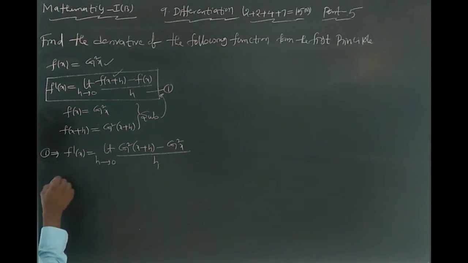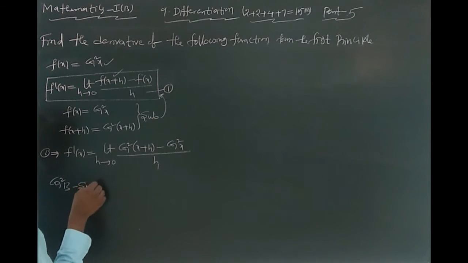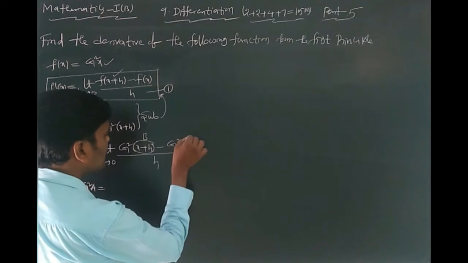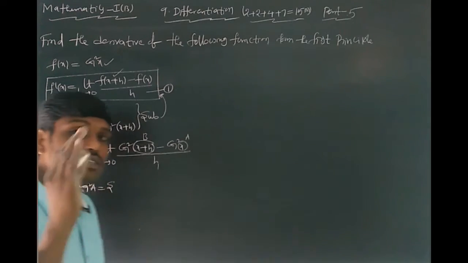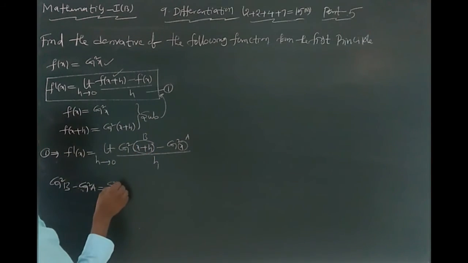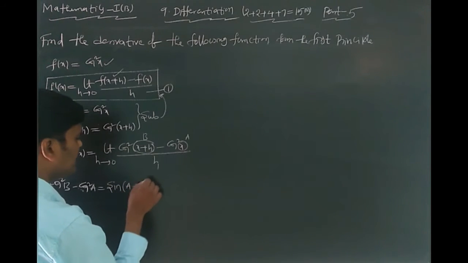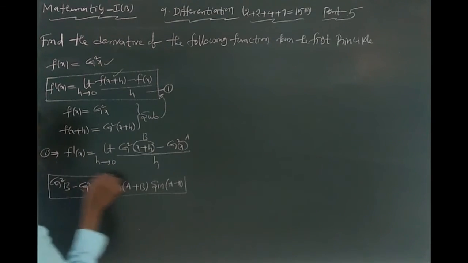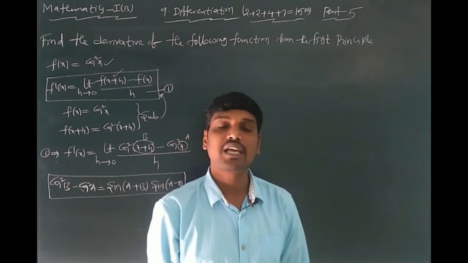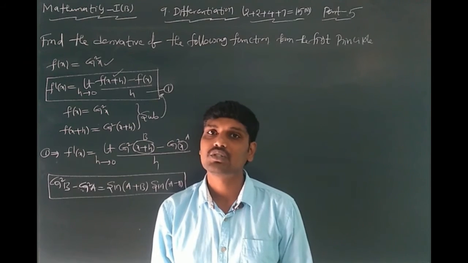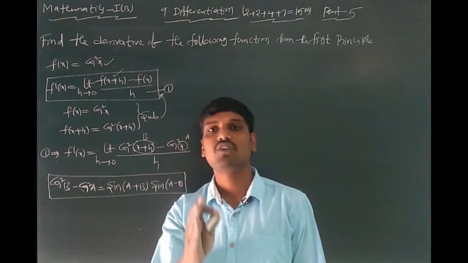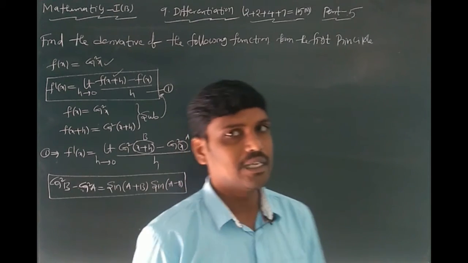This is in the form of cos square b minus cos square a. What is that formula? Cos square b minus cos square a formula is sin of a plus b into sin of a minus b. This formula is in Mathematics 1 by trigonometry chapter.